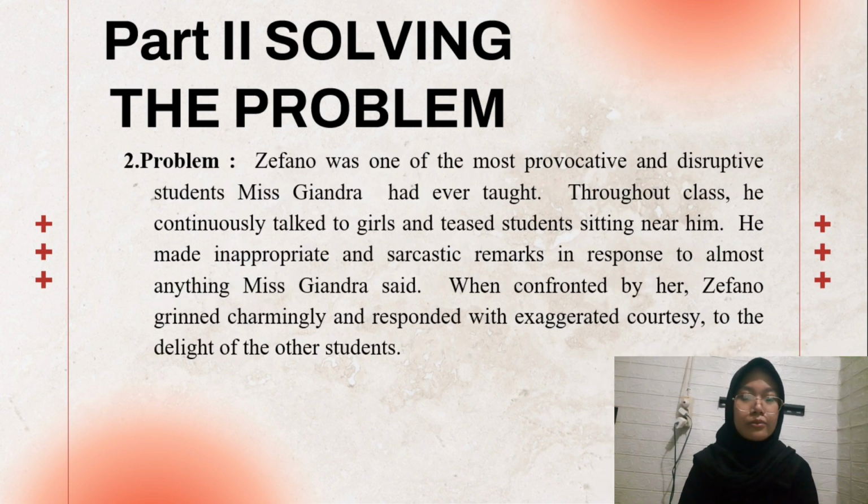Number 2. Problem. Stefano was one of the most provocative and disruptive students Miss Giandra had ever taught. Throughout class, he continuously talked to girls and teased students sitting near him. He made inappropriate and sarcastic remarks in response to almost anything Miss Giandra said. When confronted by her, Stefano grinned charmingly and responded with exaggerated courtesy to the delight of the other students.